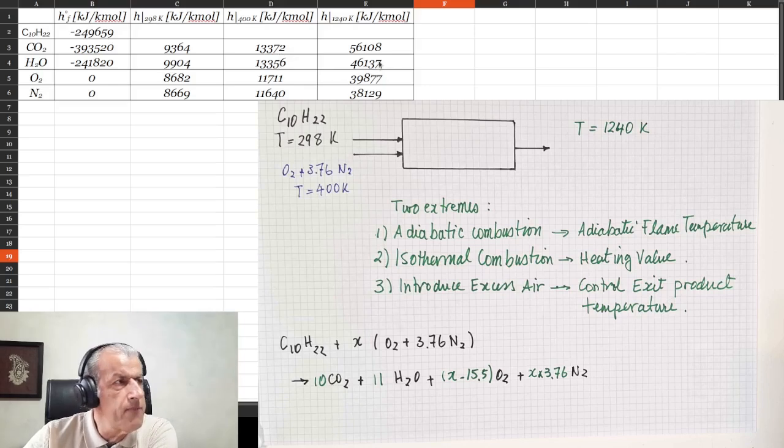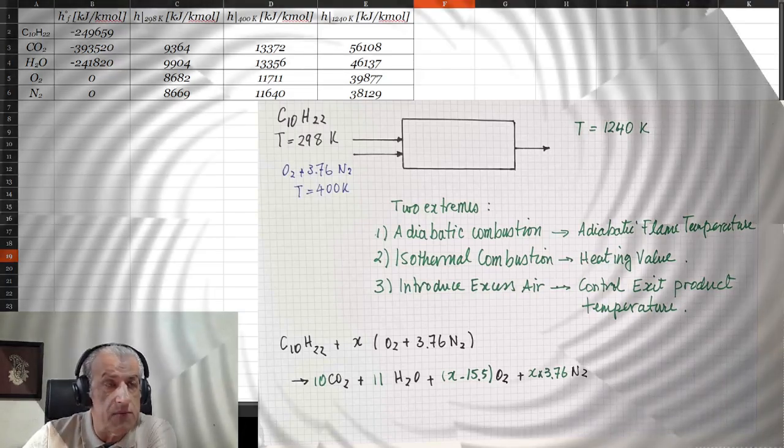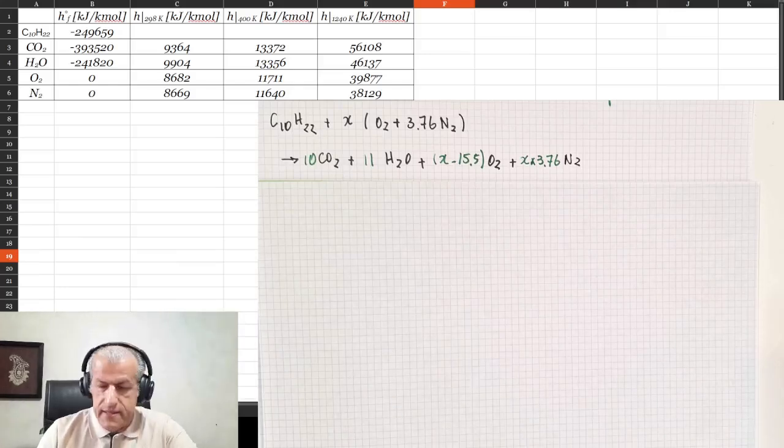Nevertheless, no problem. And here at 1240, we have their enthalpies. So we have all we need for calculating the first law equation and the enthalpies of the reactants and also the products. Now let's talk about the enthalpy of reactants.